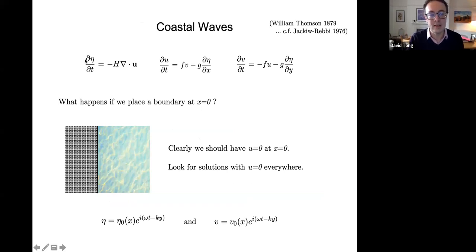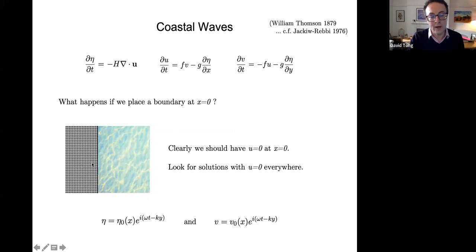All right, let me tell you about what happens with a boundary. So this is a calculation. I went back and looked at the original paper. Actually, it's a beautiful paper. It's a calculation by William Thomson, better known by his later name of Lord Kelvin, from 1879. And the calculation is the following. Let me put a boundary here.